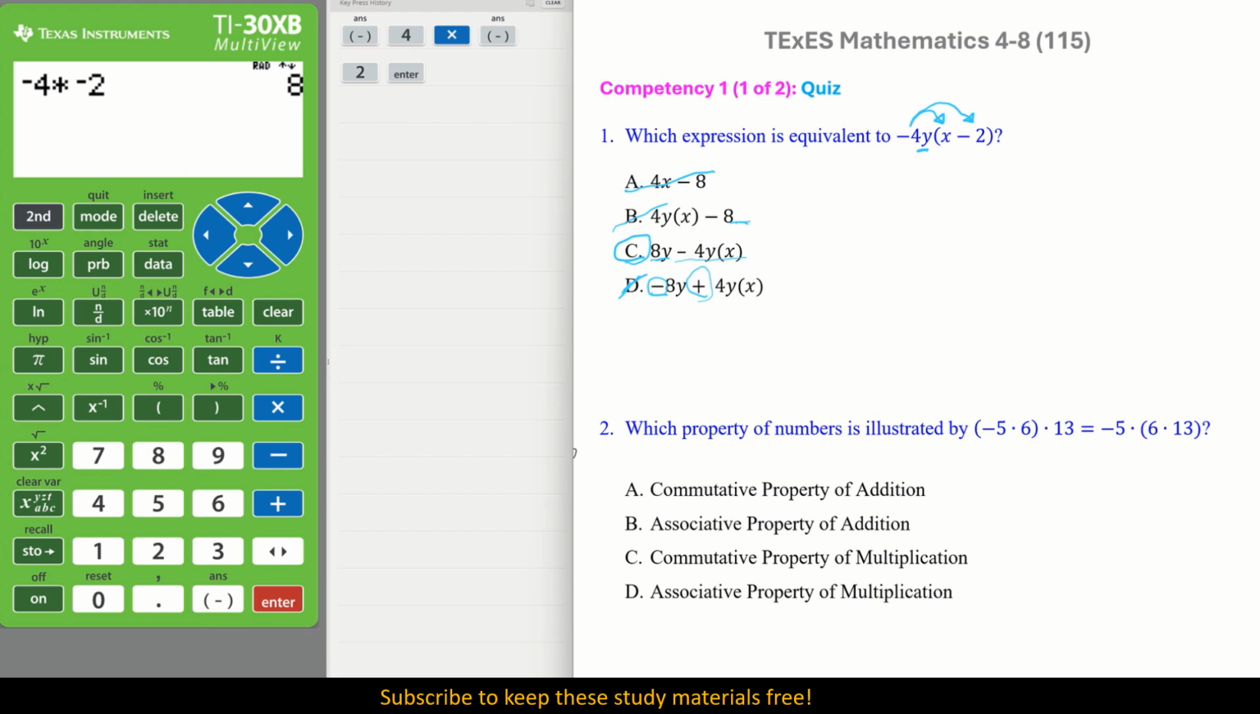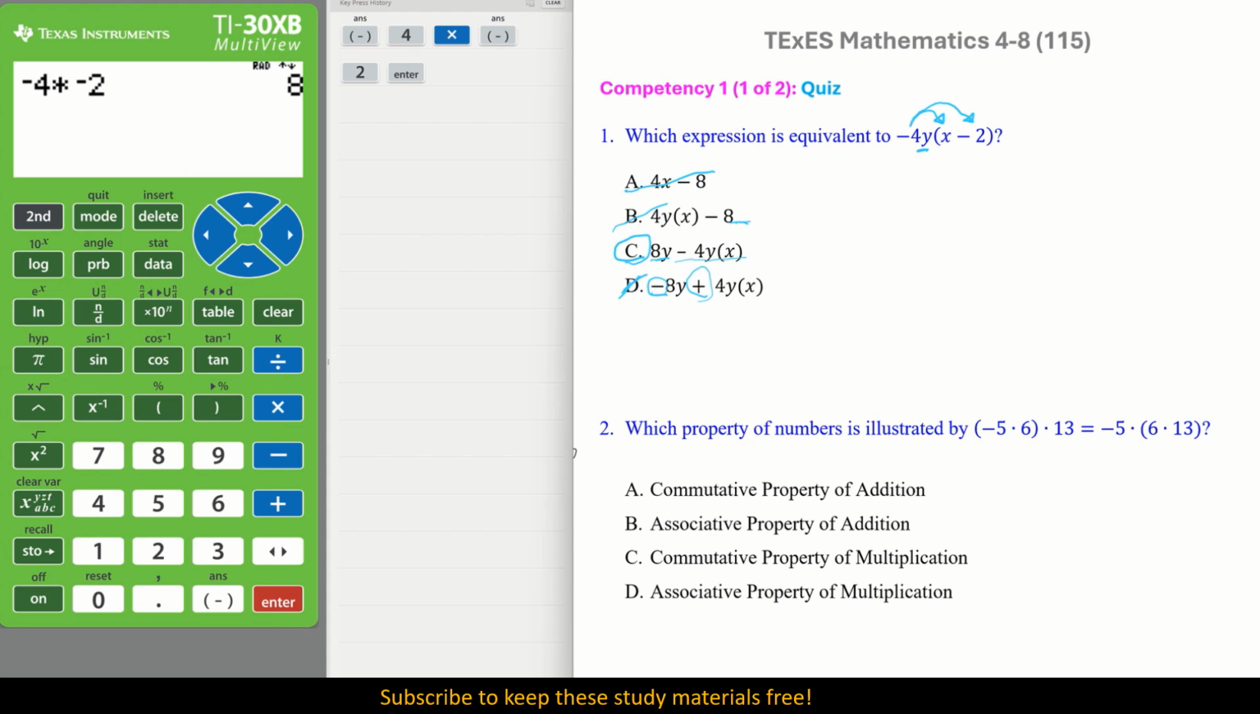Which property of numbers is illustrated by, in parentheses, negative 5 times 6, and then all of that times 13, set equal to negative 5 times, in parentheses, 6 times 13? All of these digits keep their order. I agree that when you multiply the left side, the value is equal to the multiplication of the value on the right side. So I know the statement's correct.